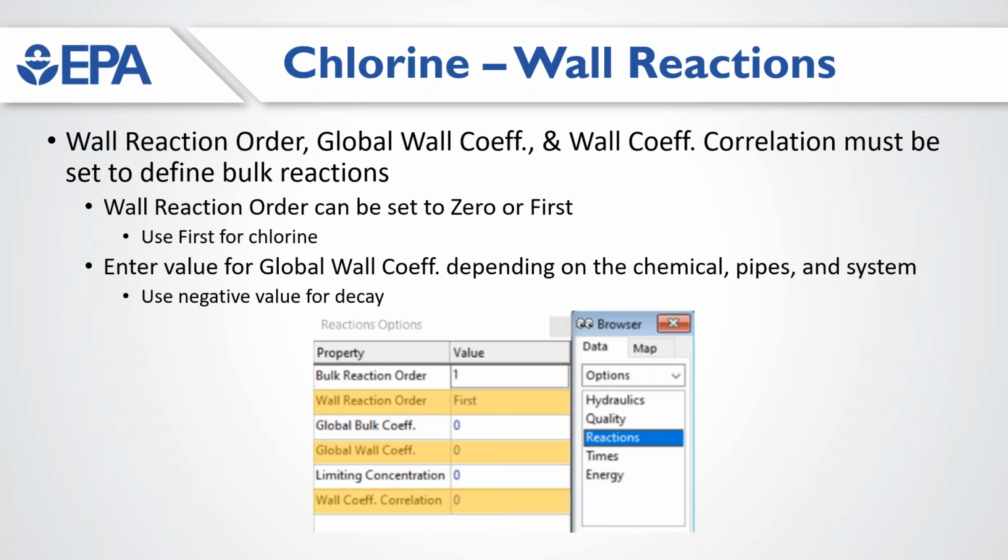For wall reactions, several properties can be chosen in the reaction options. A value of 0 or first is chosen from the drop-down list for the wall reaction order, and a value is entered for the global wall coefficient. Instead of setting the global wall coefficient, you could set the wall coefficient correlation value, but we won't worry about that in the exercise. When we model chlorine decay at the wall, we'll use a first order reaction and a coefficient of negative 1. And now I'll show a short video of setting these.